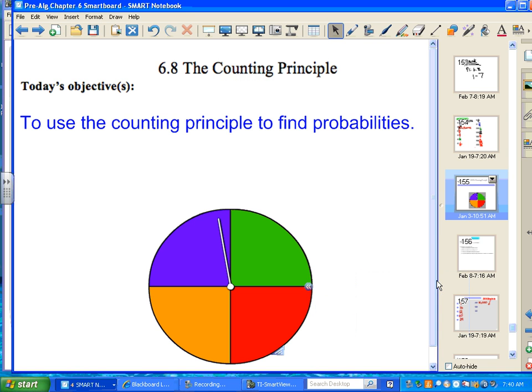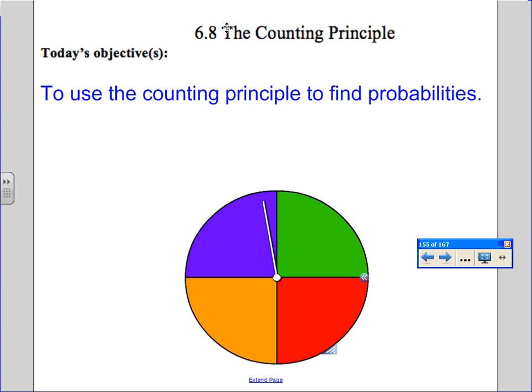Okay, our objective is to use the counting principle to find probabilities. We are also going to continue talking about factorials today. Just a reminder again that your probability quiz, which is like your probability test, will be Monday.